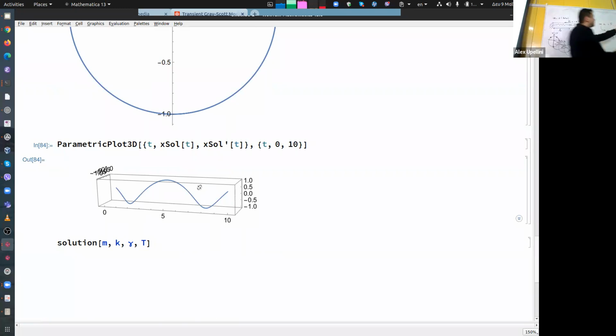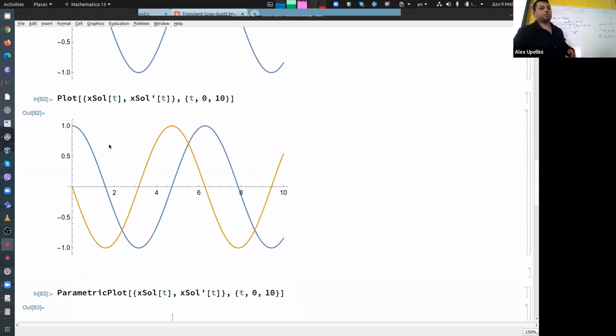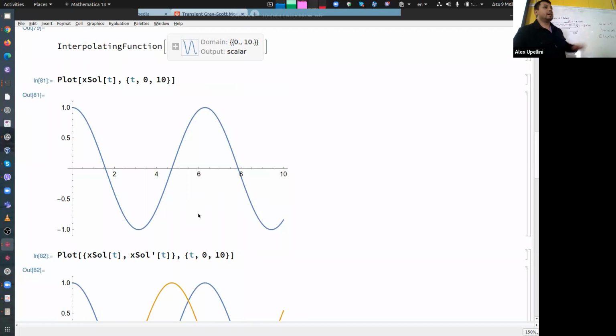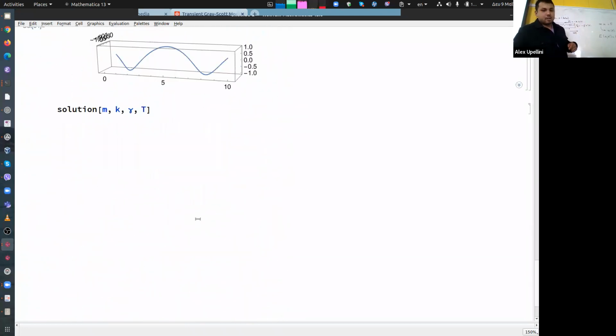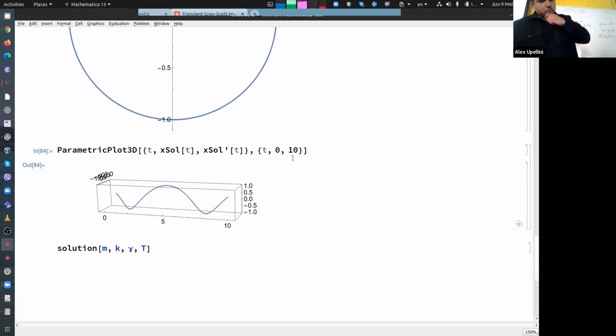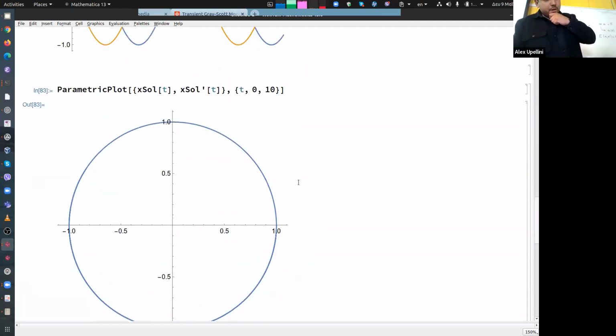So if I project this function on the xt plane, I get my initial solution, which was the cosine, this one. And if I project that helix on the vt plane, I get the speed, so the yellow one. Okay, now we are going to continue that, but more graphically.